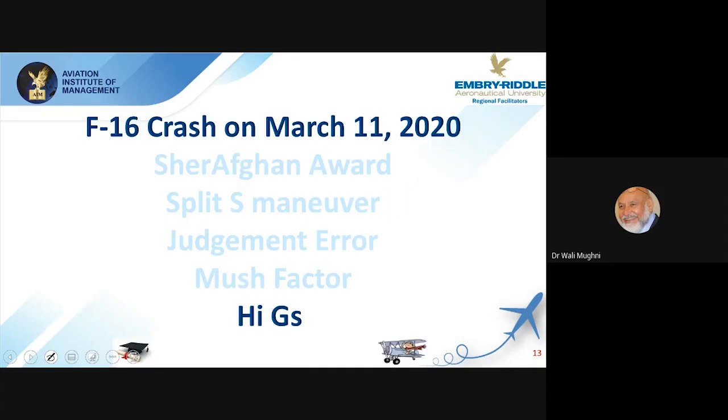So it is quite possible that because of the high Gs that he was pulling, and in the F-16 you can pull up to 9 Gs. That 9 Gs means 9 times the weight of your body. That's why you wear anti-G suits. So that's also a possibility, but most likely the aircraft mushed and there was a judgment error, in my opinion, that caused these things. And you are trained to take risks.